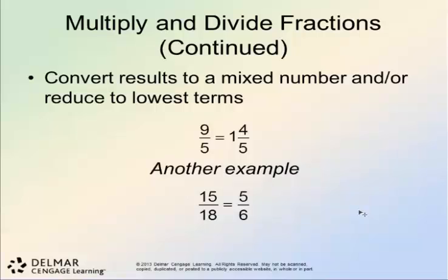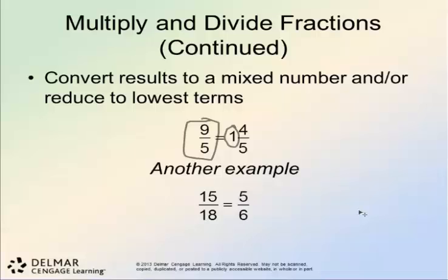And we actually are ahead of ourselves because it says convert results to a mixed number and or reduce to lowest terms. We did examples of this already. So real quickly, if you have 9/5, that's an improper fraction. To switch it to a mixed number, divide 5 into 9, and it goes in there one whole time, but it has a remainder of 4 because 9 minus 5 is 4 that we divide by the divisor or denominator of 5. So 9/5 is 1 and 4/5.